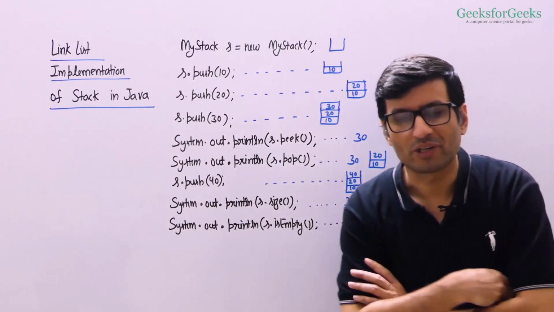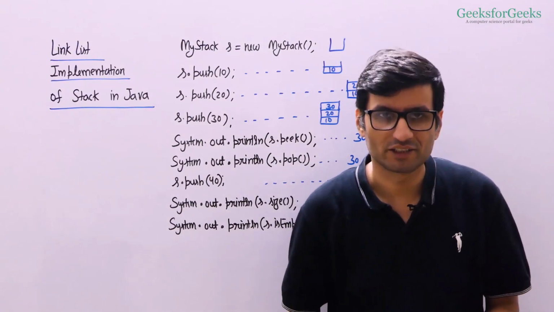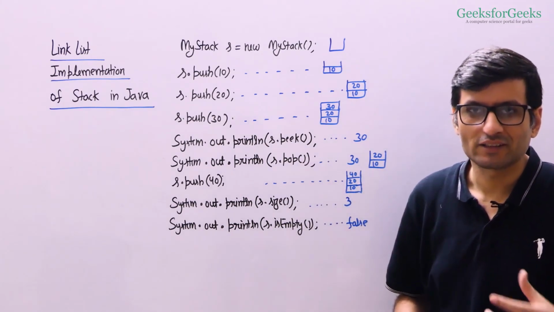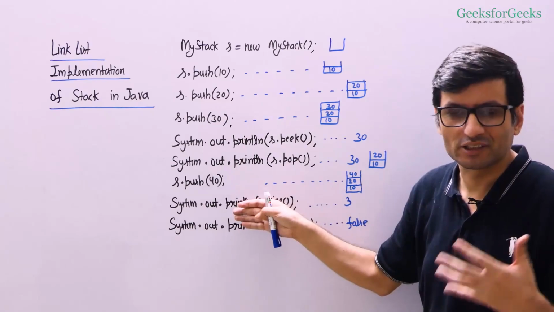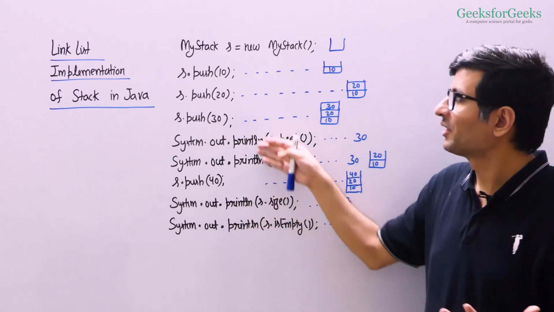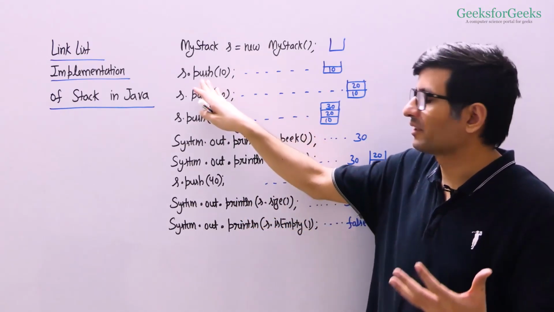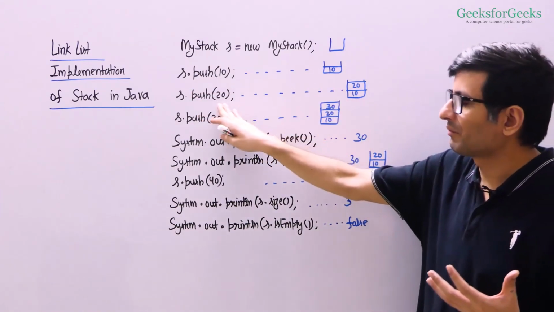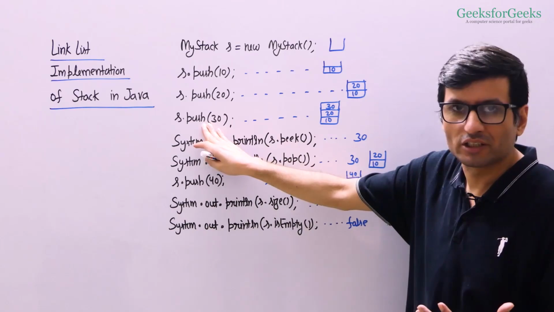Let us now talk about linked list implementation of stack in Java. So we need to create our own MyStack class that supports these operations. This is an example usage of this class. We can create an instance. We can have push operation, which is going to push an item to the stack. One more push call here.